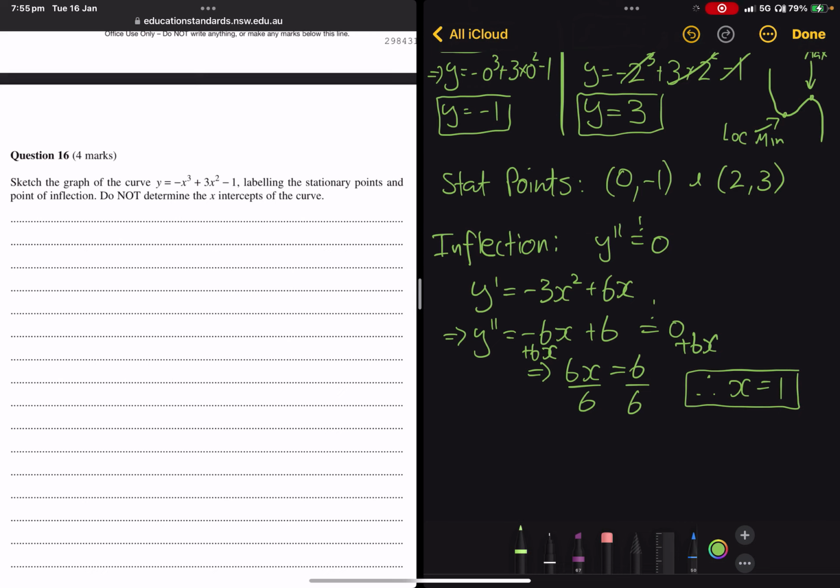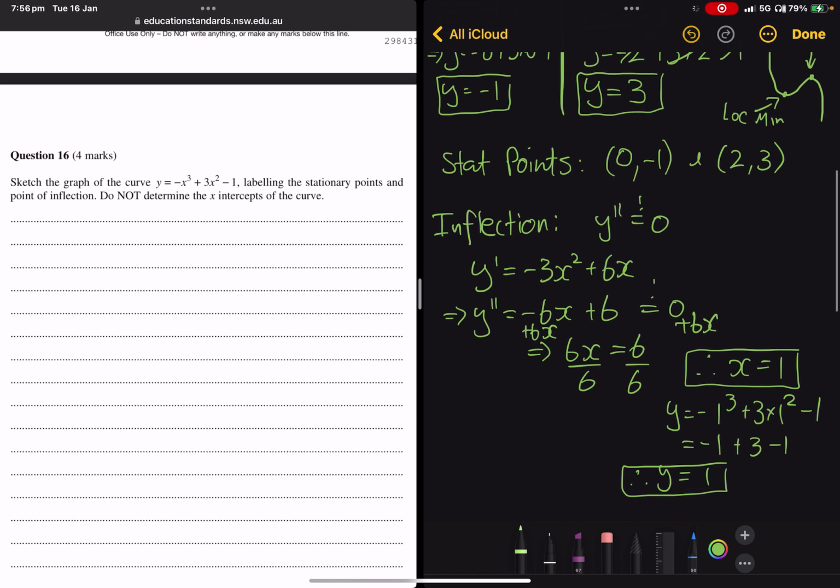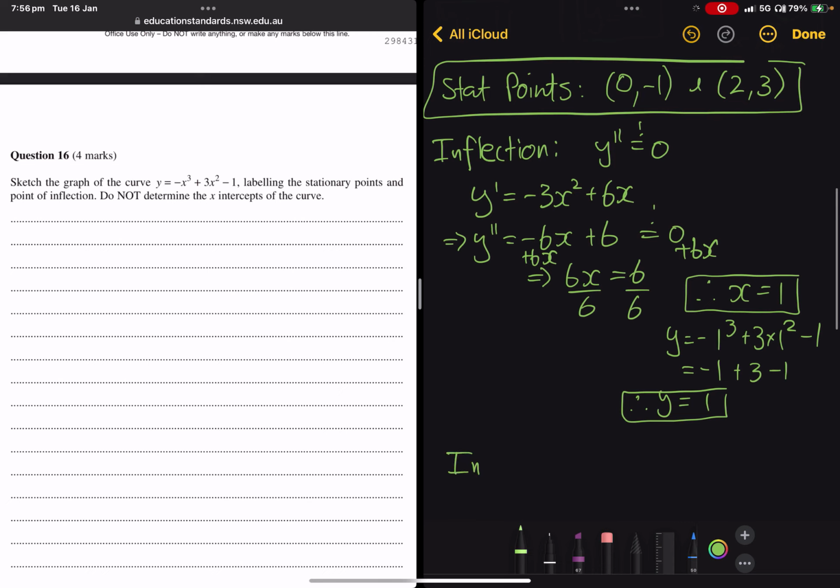Now we also need to find the y coordinate. We do that by plugging x equals 1 back into the original cubic. So y equals minus 1 cubed plus 3 times 1 squared minus 1. Minus 1 cubed is negative 1, 3 times 1 squared is plus 3, minus 1. This is 1. So x is equal to 1, and y is also equal to 1. So we found the stationary points were (0, minus 1) and (2, 3), and the inflection point, just one point in this case, occurs at (1, 1).